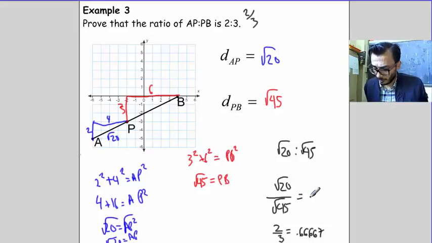So go ahead and get a calculator. Make sure you use parens. Rad 20 divided by rad 45. And when you put that into a calculator, you will in fact see that it is 0.6667.